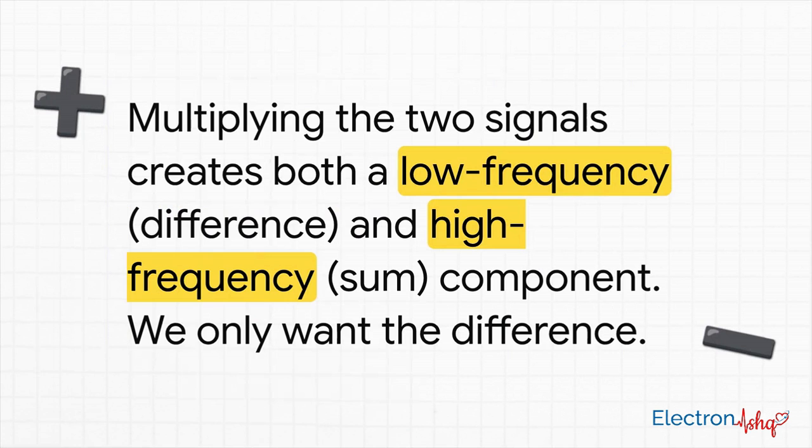And for all you engineering students, this is where the math gets really cool. Because of some neat trigonometric identities, when you multiply two sine waves like this, the output isn't just one signal. You actually get two new frequency components. You get one at the sum of the original frequencies and another at their difference. And for what we're trying to do, we only care about that difference component. That's our golden ticket. It represents the error we need to fix.